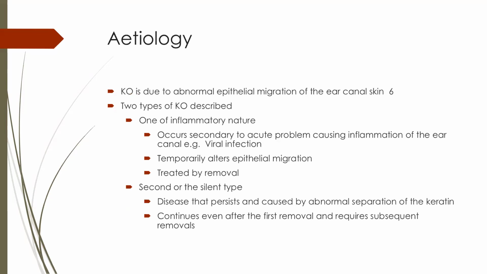In terms of etiology, keratosis obturans is due to an abnormal epithelial migration of the ear canal skin. There are two types of keratosis obturans that have been described previously: one of an inflammatory nature and the second of a more silent type. The one of inflammatory nature occurs secondary to an acute problem causing inflammation of the ear canal, such as a viral infection. It temporarily alters the epithelial migration and is treated by removal. The second, or silent type, is a disease that persists and is caused by an abnormal separation of the keratin. This disease continues even after the first removal and will need subsequent removals regularly.